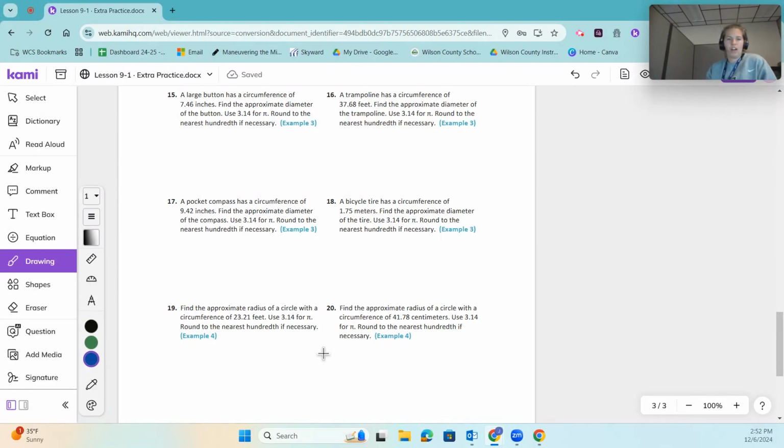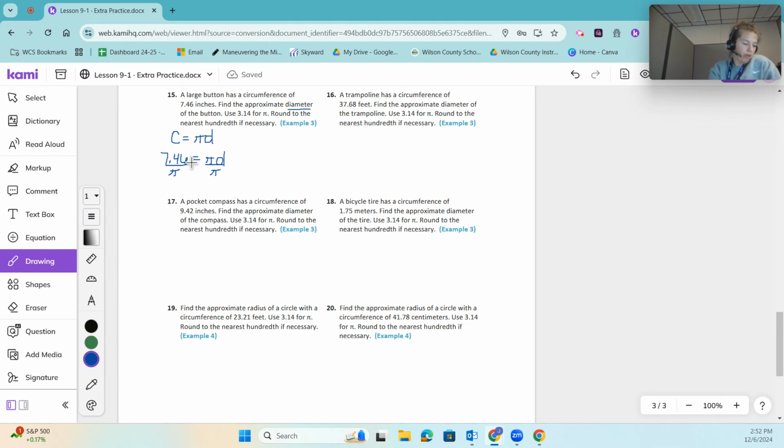Okay, now here are some where it gives you the circumference. So we'll use the same formula here. Circumference equals pi times the diameter, or diameter times pi, either way. So circumference is 7 and 46 hundredths equals pi times the diameter. Well, now it says find the approximate diameter. So here I am going to get d by itself, which means I need to divide by pi. So I take the circumference divided by pi in order to find the diameter.